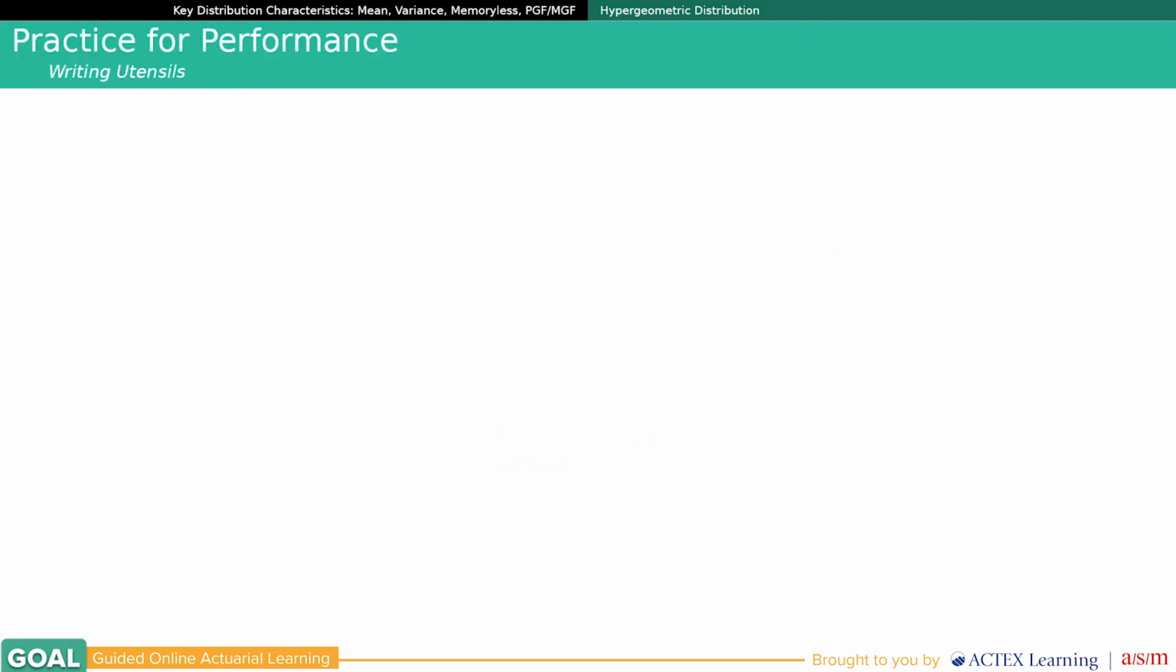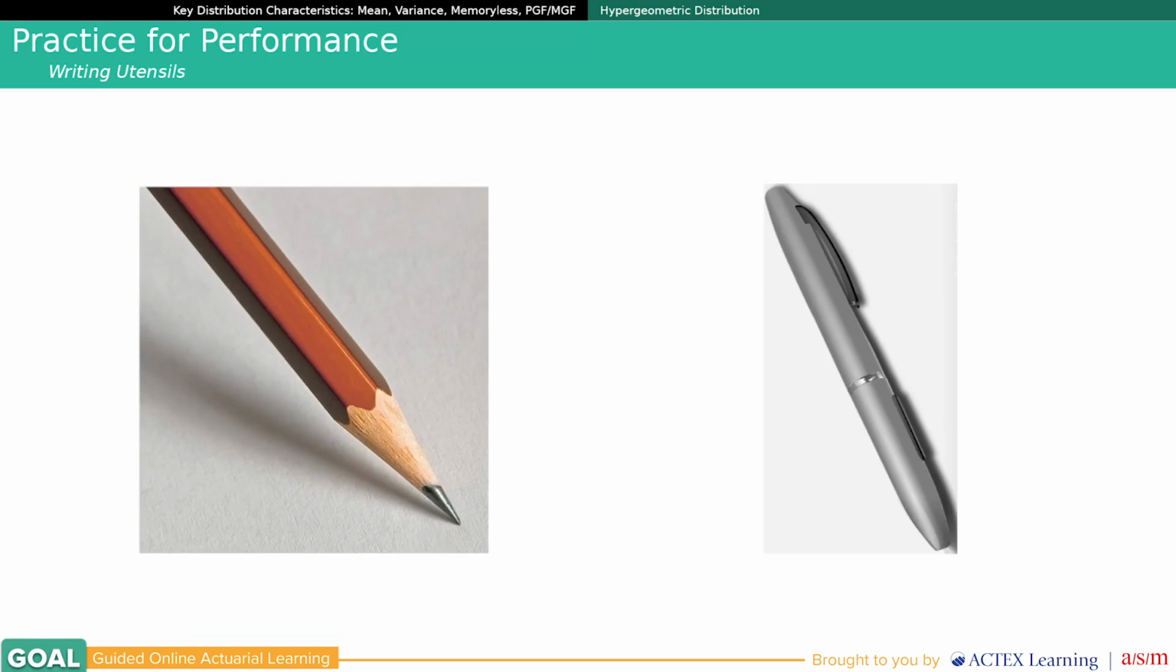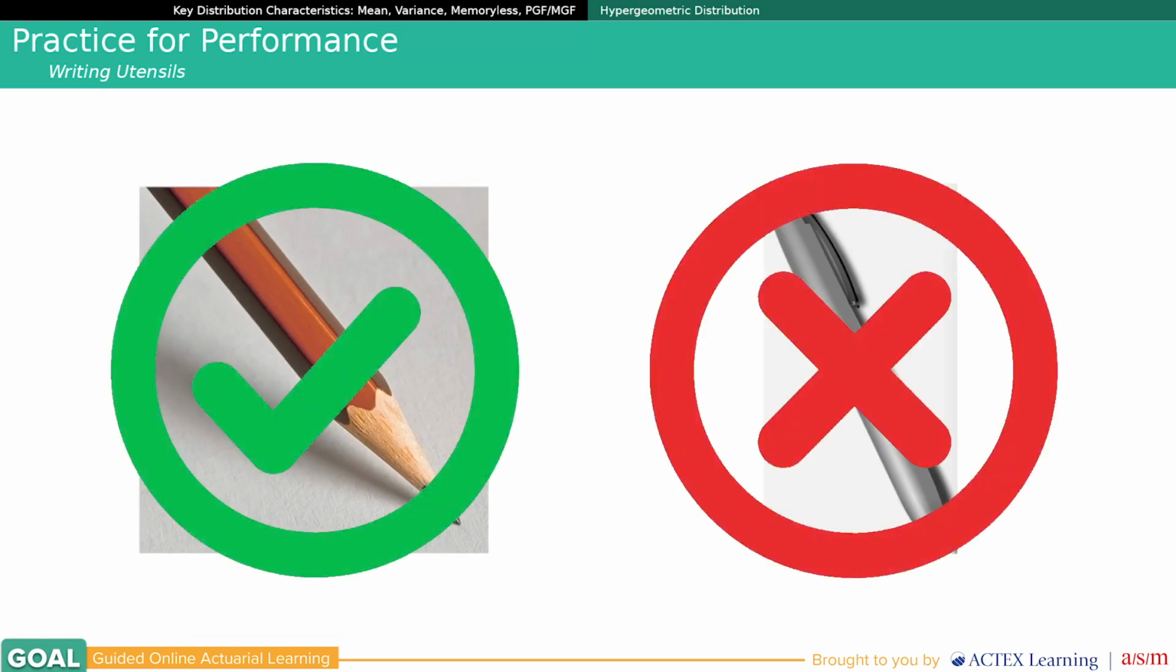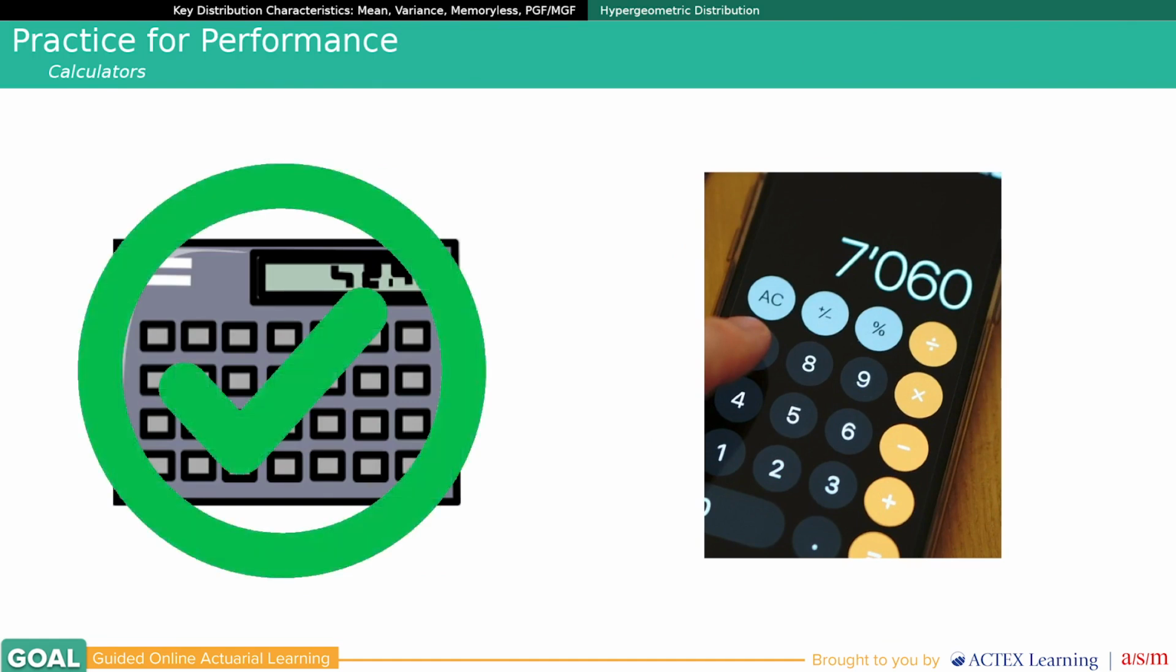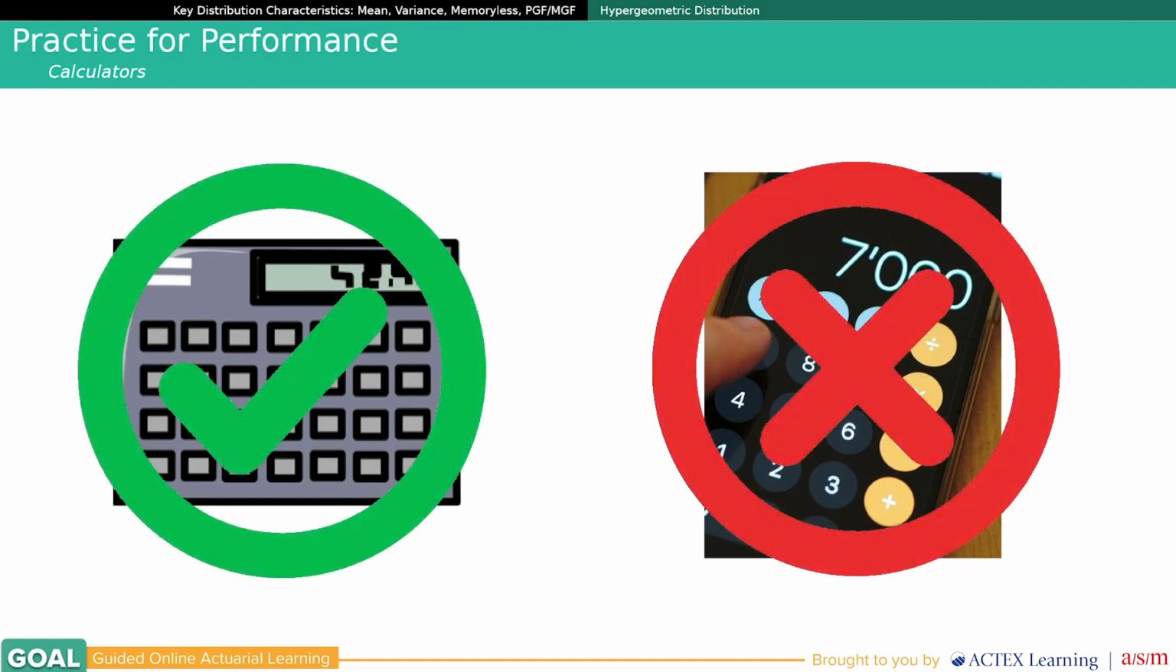Now, let's get into what you'll actually do on the test. First, I say, practice how you'll perform. That means on practice tests, use pencils, not pens. Use an approved calculator, not your phone. And of course, borrow an extra calculator for the day of the exam.